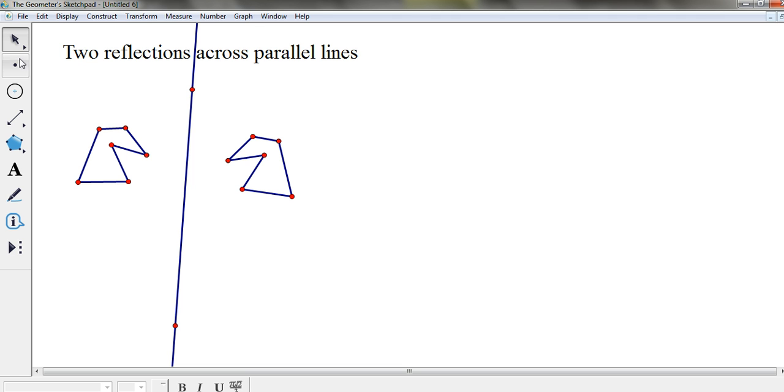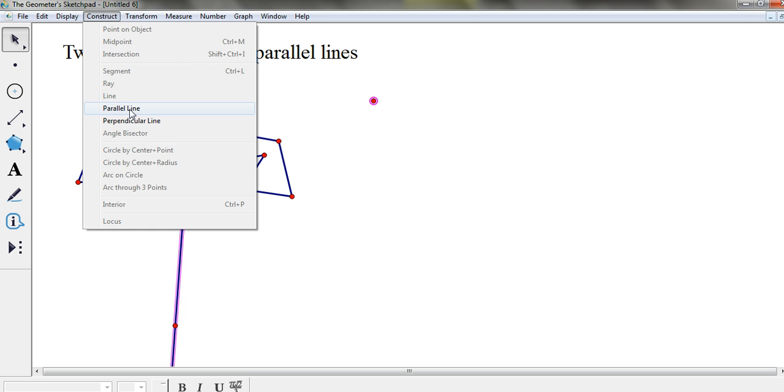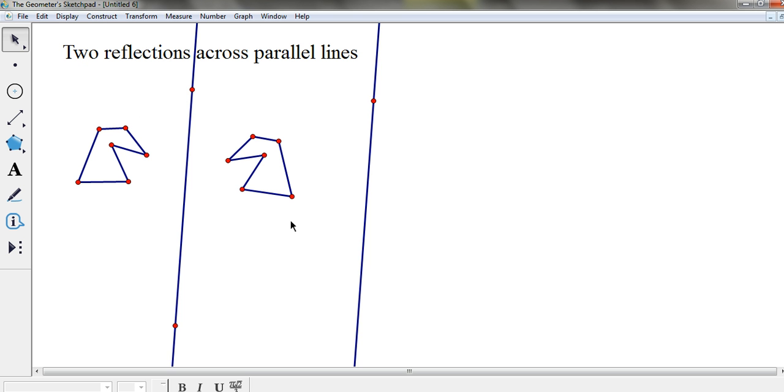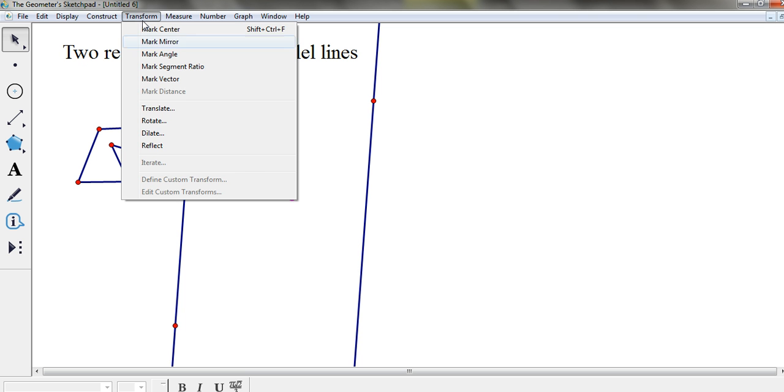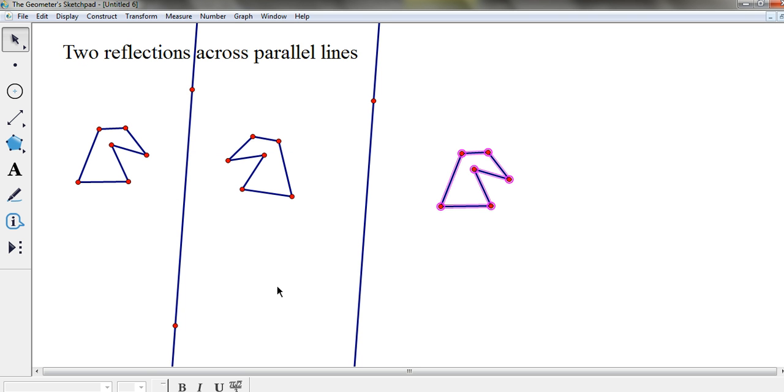Now I need a line that is parallel to the first line, and what I'm going to do is put a point over here and say I want to make a line that goes through this point and is parallel to this line. So there's my parallel line. Actually, I'm sorry, I need to first mark this as a mirror. That's my mirror. I'm basically telling the program that's my line of reflection. Then I'm going to take my figure and reflect it across.